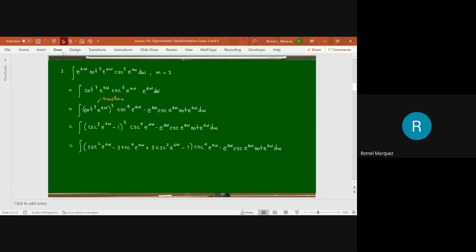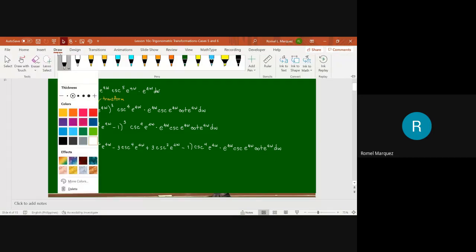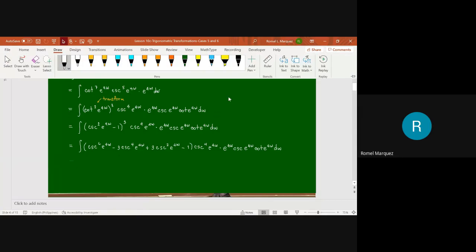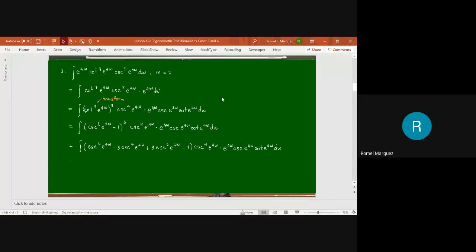So what is our u, guys? Then we are going to distribute later. Do I need to distribute now? So I think better to have our u immediately, to save time of writing many characters. What is our u, guys? Cosecant of e to the 4w. What is our du?